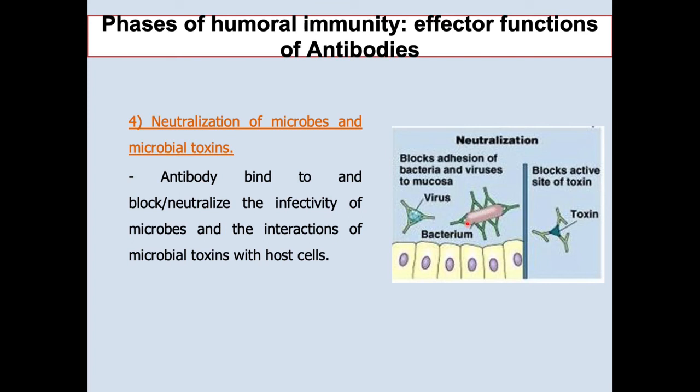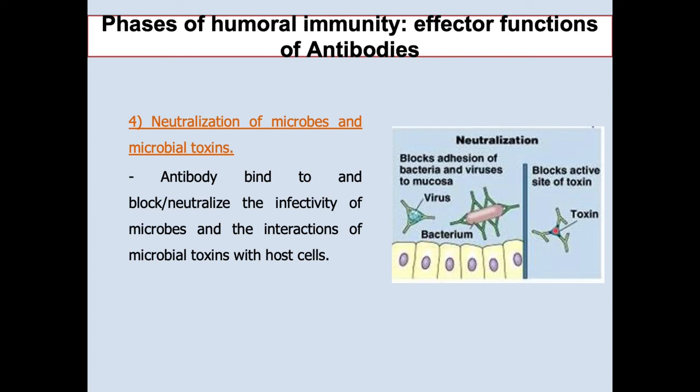And the fourth is neutralization of microbes and microbial toxins. In neutralization, antibodies bind to and block, or in other words neutralize, the infectivity of microbes and the interactions of microbial toxins with host cells. So antibodies can recognize a single particle, a single virus or a single bacterium, or they can also recognize the toxin that is produced by the bacteria.